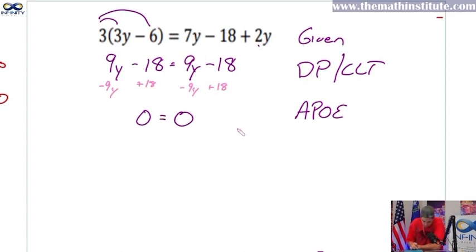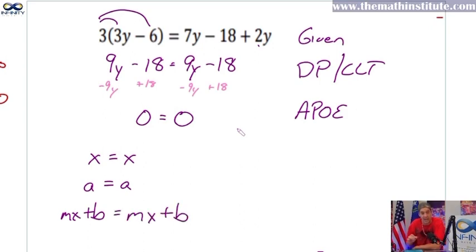And I already told you, if you have x equals x, a equals a, or mx plus b equals mx plus b. If you have the same thing on both the left and right hand side, that simply means you have infinite solutions.